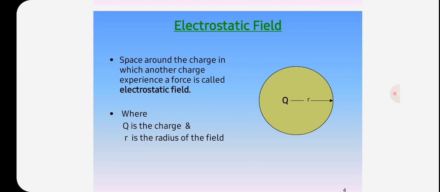Electrostatic field. According to Coulomb's law, when a charged body is placed near another charge, it experiences a force of attraction or repulsion depending upon the kind of charge. The region or space in which a charged body experiences a force of attraction or repulsion is called an electric field.